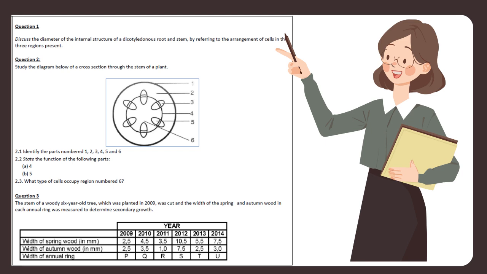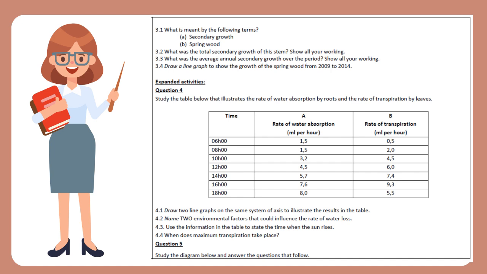Question 3. The stem of a woody 6-year-old tree, which was planted in 2009, was cut and the width of the spring and autumn wood in each annual ring was measured to determine secondary growth. 3.1 What is meant by the following terms? A. Secondary growth. B. Spring wood. 3.2 What was the total secondary growth of the stem? Show all your working. 3.3 What was the average annual secondary growth over the period? Show all your working. 3.4 Draw a line graph to show the growth of the springwood from 2009 to 2014.